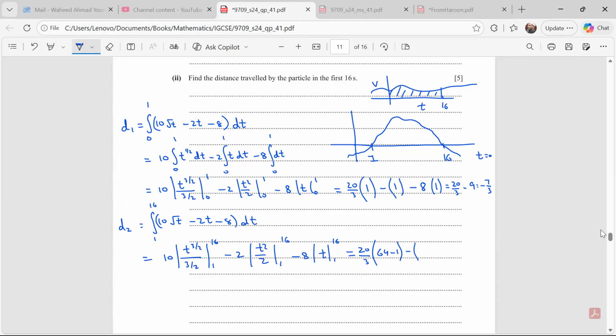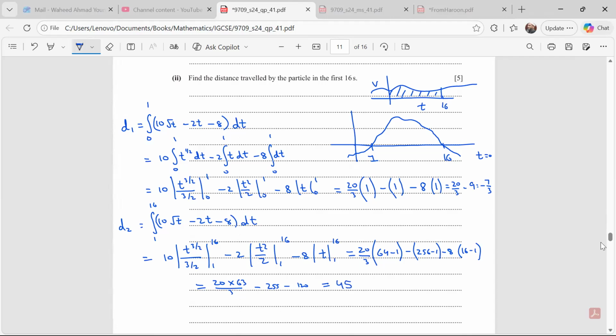Minus, 2 cancels with 2, so 16 square is 256 minus 1, and minus 8 times 16 minus 1. Okay, I hope you are following me. So this will give me 20 times 63 over 3 minus 255 minus 8 times 15. So 15 times 8 is 120. So this all gives me an answer of 45.